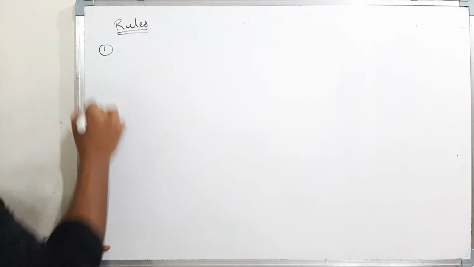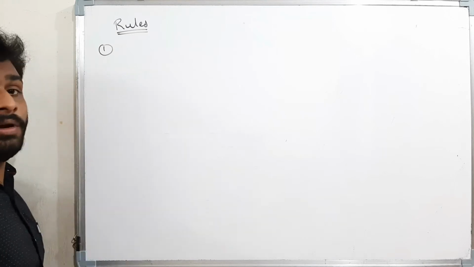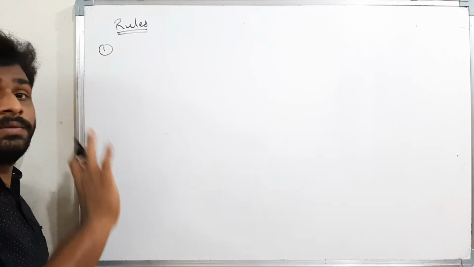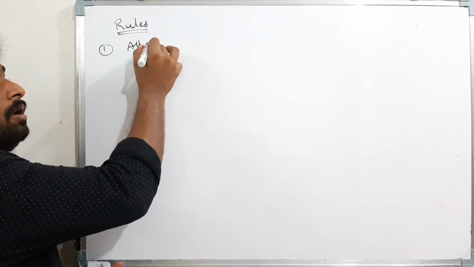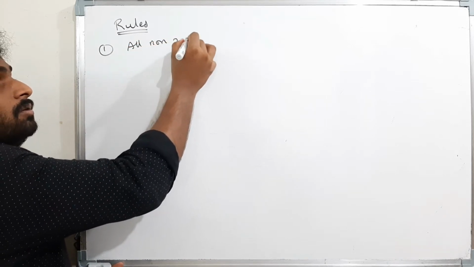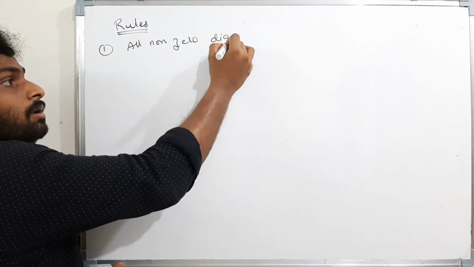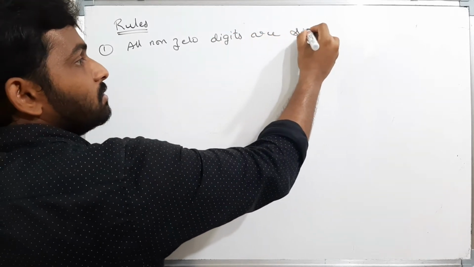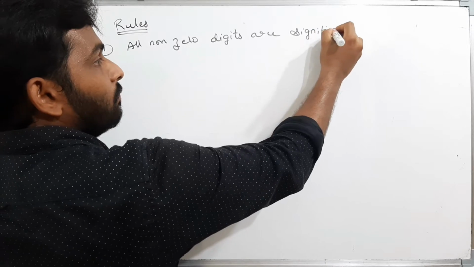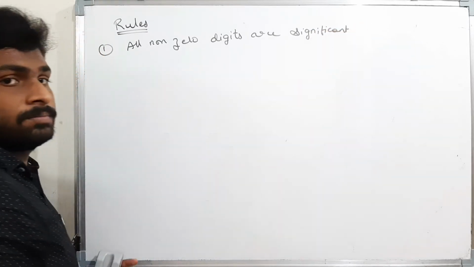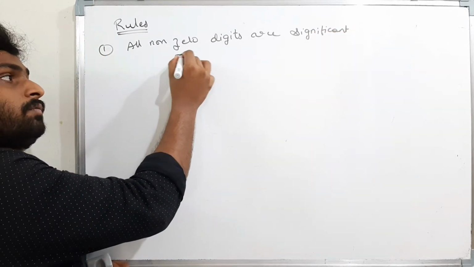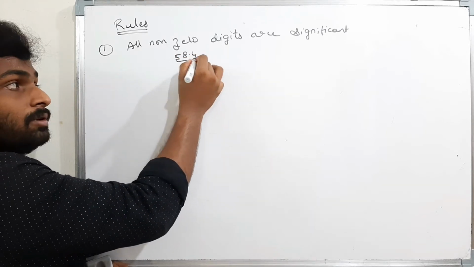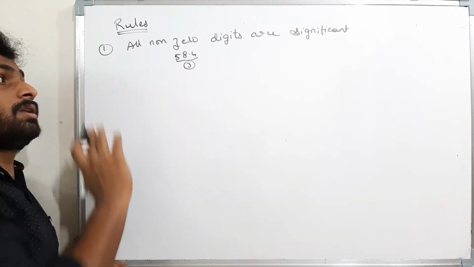Rule number 1. According to rule number 1, all non-zero digits are significant. That means 58.4. How many significant figures? All are non-zero. Therefore, 3 are significant figures.